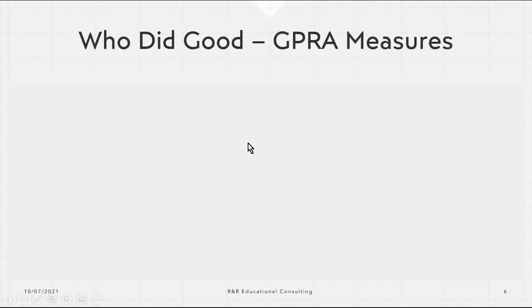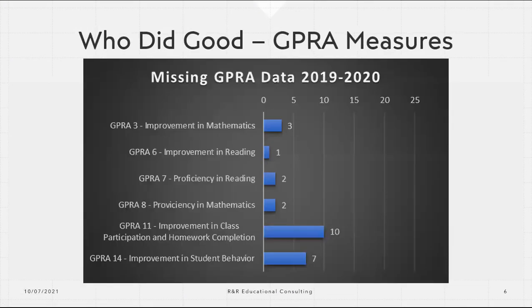In case y'all are interested, we thought we would show you last year, the 19-20 evaluation. Here's how many measures were left blank. We were pleasantly surprised, because with COVID going on, we assumed that a lot of people would leave the academic achievement measures blank, but very few did. We were a little concerned about the improvement in class participation, homework completion, and student behavior on the teacher surveys, and you had difficulty with that.